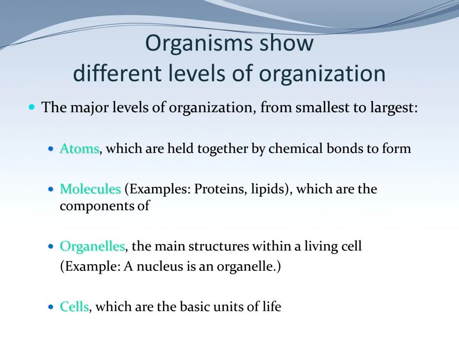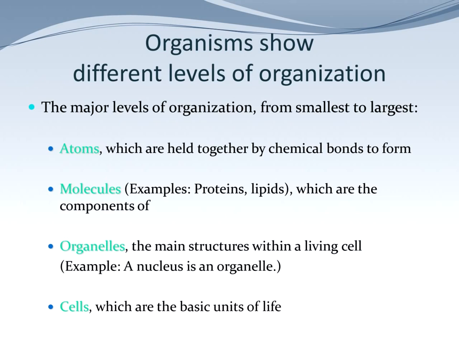First, let's start off with the smallest levels of organization and work our way up to the level of the cell. Atoms are single units of substances that we call elements. Atoms can be joined together by different kinds of chemical bonds to form molecules.